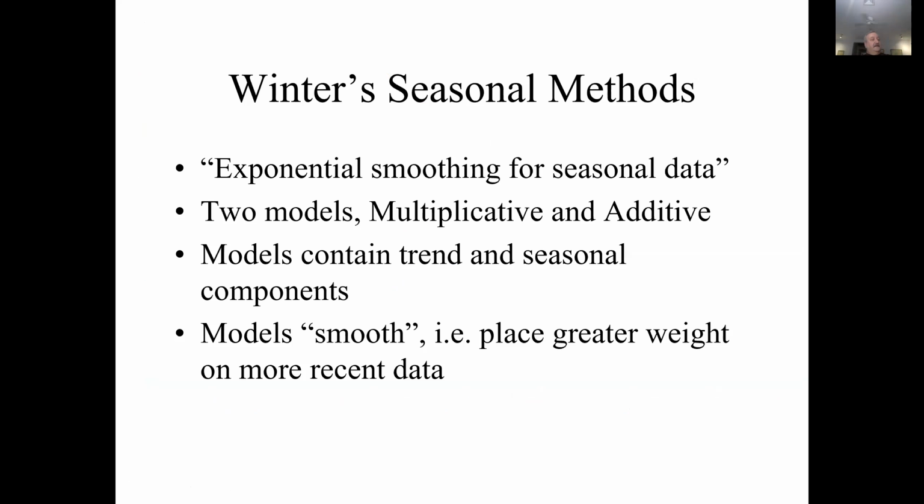All right. So the next forecasting method we're going to talk about is Winters' seasonal methods. The way I would describe this is it's exponential smoothing for seasonal data. There are basically two versions of Winters' model: one is called the multiplicative and one is called the additive. These are forecasting methods for when your time series has trend and seasonal components. And Winters, just like exponential smoothing, is a smoother that places greater weight on more recent data.